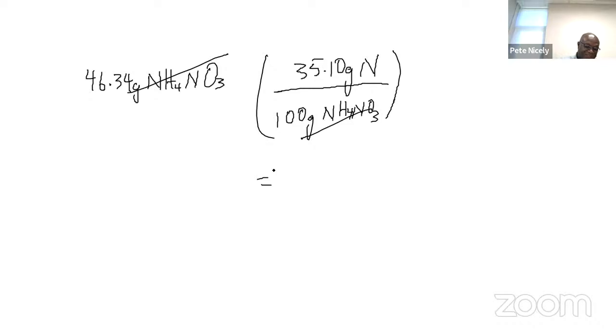So 46.34 times 0.3510. So according to my calculations, this works out to be equal to 16.27 grams of nitrogen present in 46.34 grams of ammonium nitrate. And that's basically how that particular example is done.